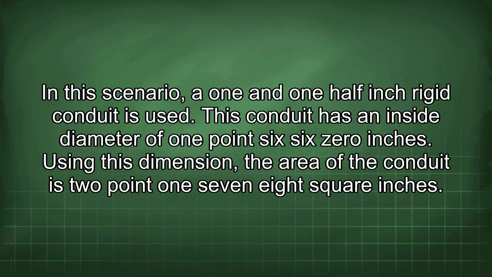In this scenario, a 1 1/2 inch rigid conduit is used. This conduit has an inside diameter of 1.660 inches. Using this dimension, the area of the conduit is 2.178 square inches.